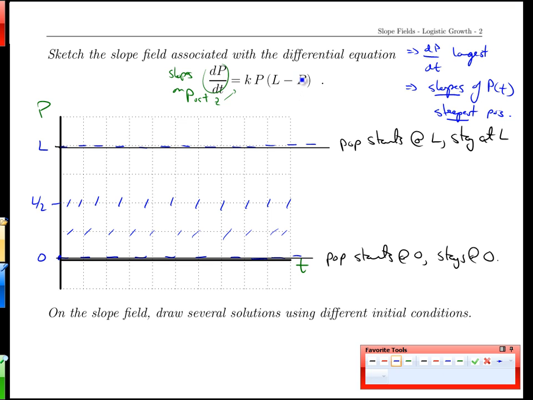We know it's going to be less steep further down. When P is at L over 2, we get a nice balance, we get a maximum slope. Everywhere else, we get less steep. And these should all be the same steepness. I'll try to correct that a little bit. There we go.